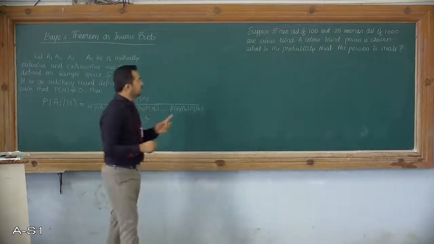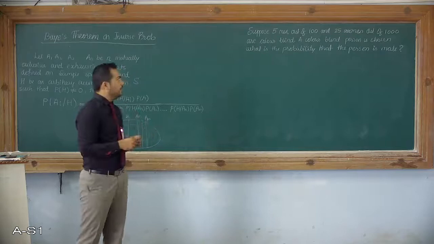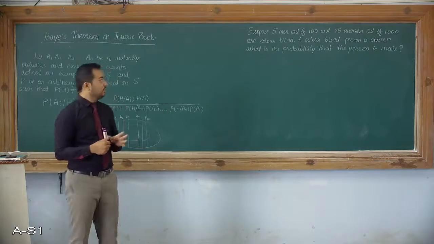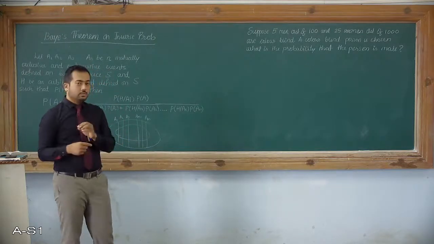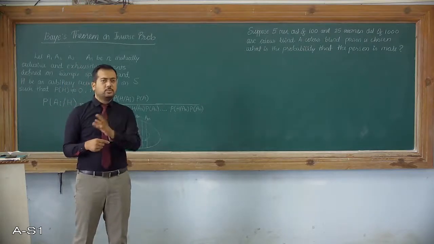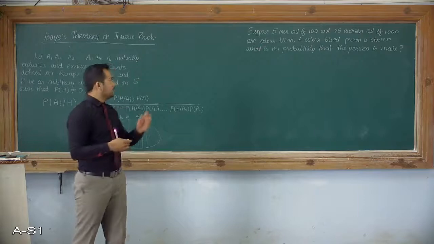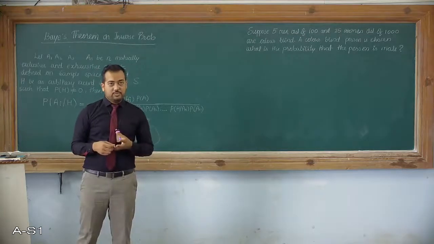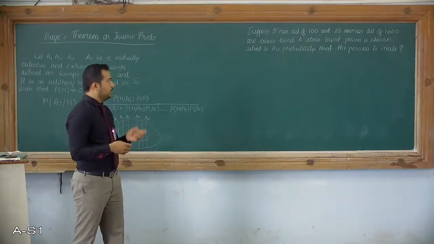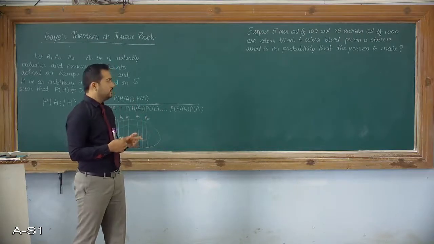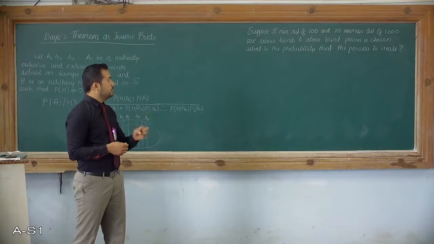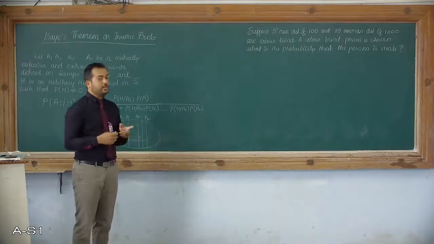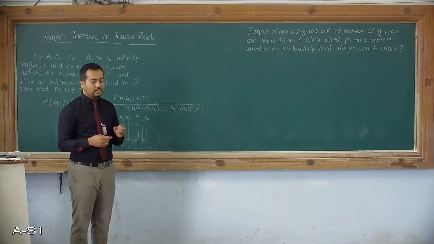The example is: suppose 5 men out of 100 and 25 women out of 1000 are color blind. Color blind means those who cannot minutely differentiate between colors. So there are 5 men out of every 100 and 25 women out of every 1000 who are color blind. A color blind person is chosen. What is the probability that the person is male? We need to find the probability that the person is male given that the person is color blind.